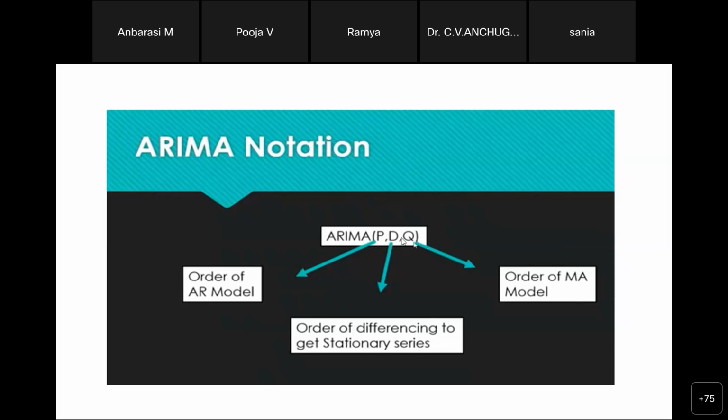Already we have seen how to calculate the order of AR and the order of MA. If I want to calculate the order of MA, for that we will use the partial autocorrelation function.